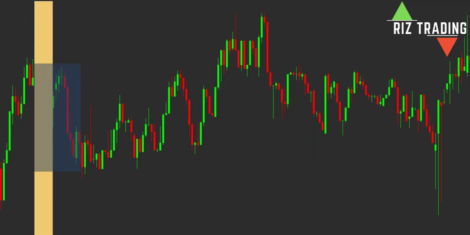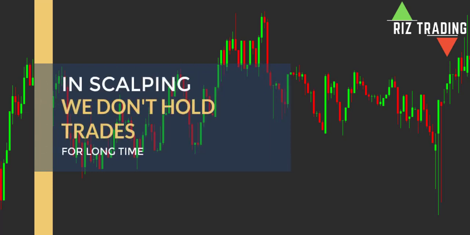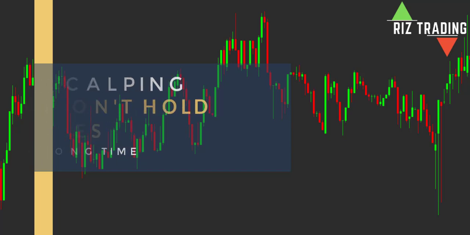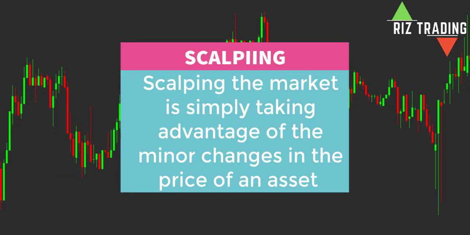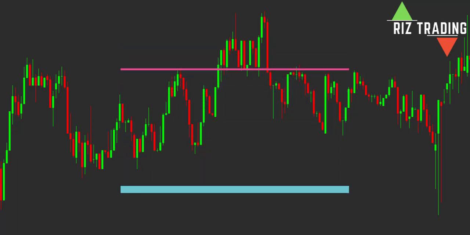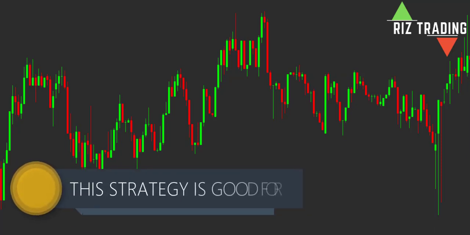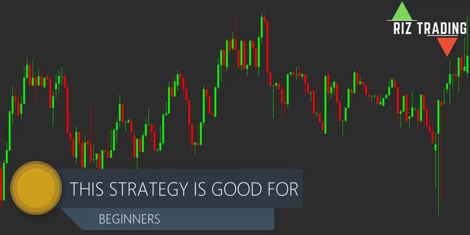We don't have to hold the position for hours, days, or weeks. With the help of scalping, we can make a profit in as little as a few minutes. Scalping is the method in which traders try to take advantage of small moves and minor changes in the price of an asset. If you are a beginner, this strategy might be a good start for you.